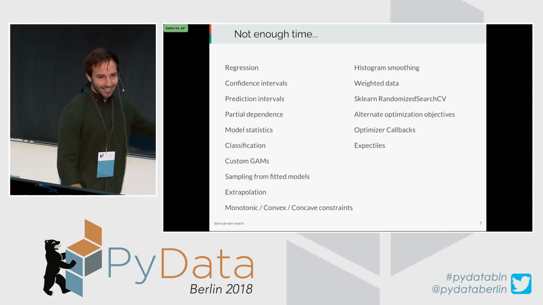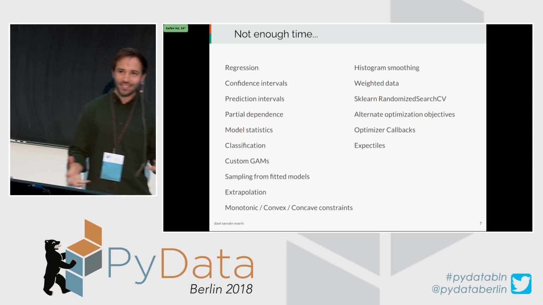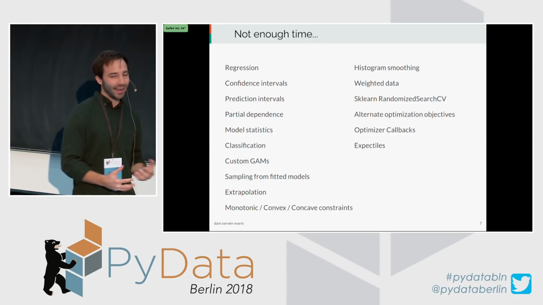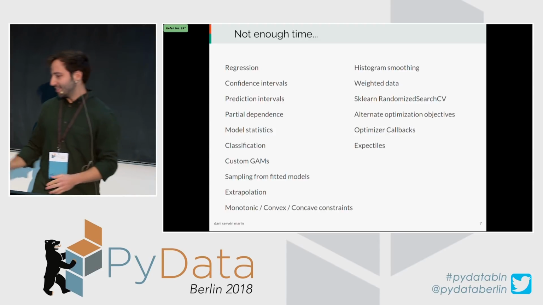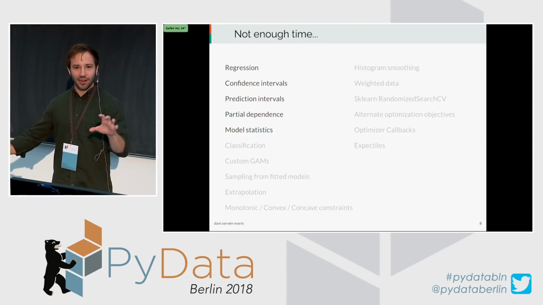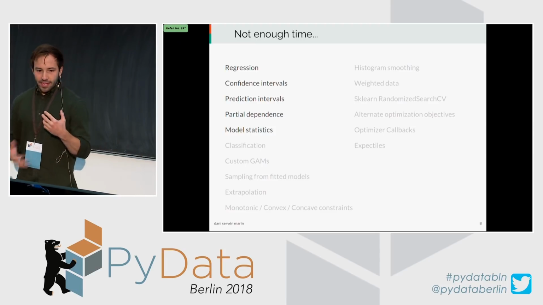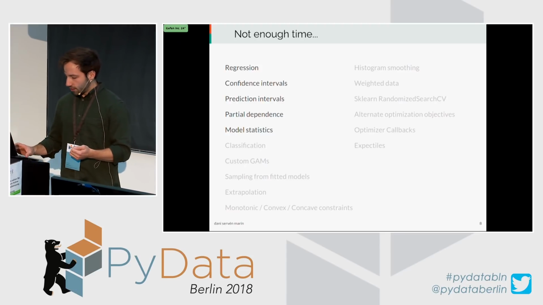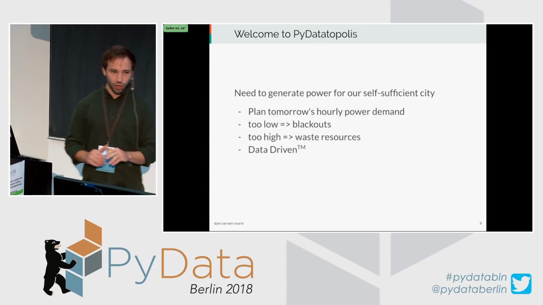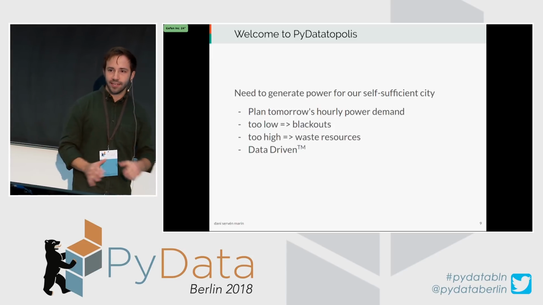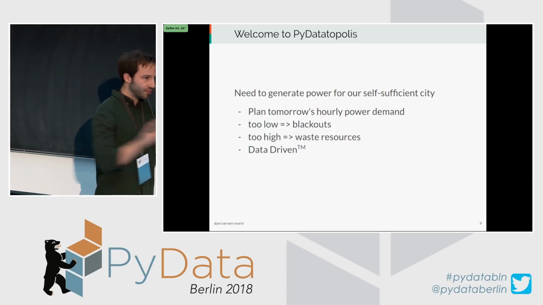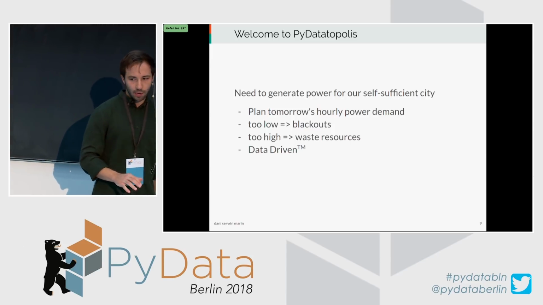There's tons and tons of awesome parts of the pyGAM package that I would love to talk to you about, but we have so little time, so I can only talk about a handful of them. And really, we're going to focus on a regression task, and I think the easiest way to illustrate these properties is with an example. So suppose that we're here at PyData, and we have our own self-sufficient community. We're going to call it PyDatatopolis.